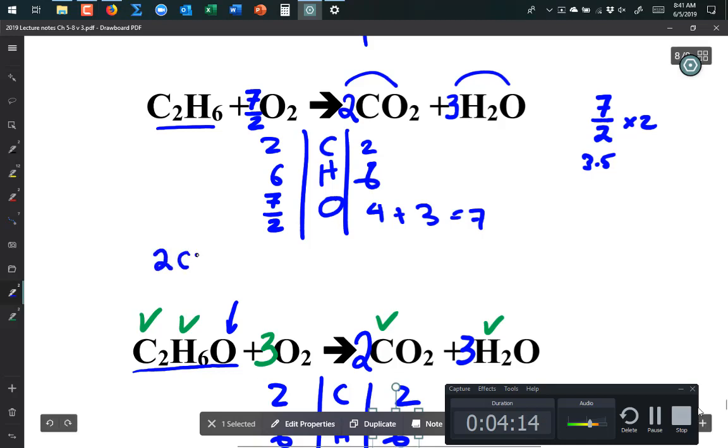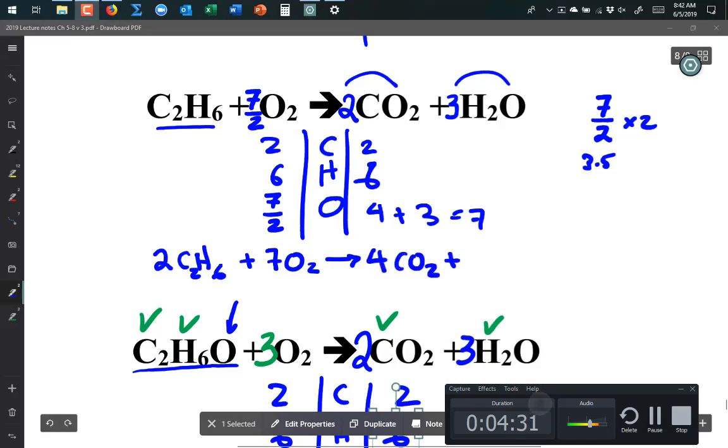That's 2C2H6 plus 7O2 makes how many CO2s? Four, right? Four CO2s, and six H2Os.